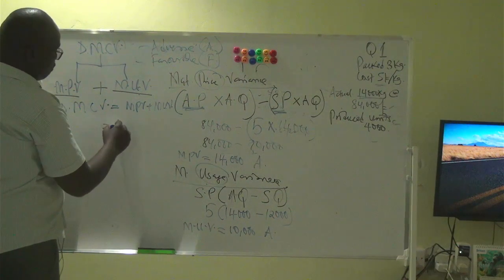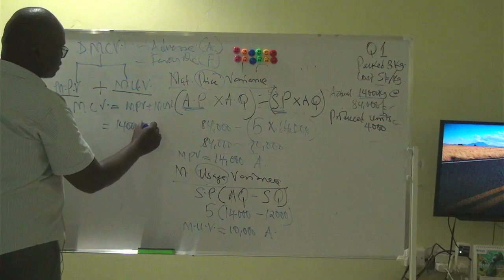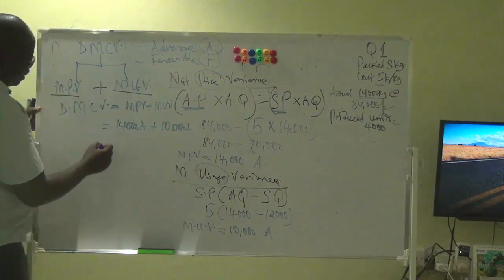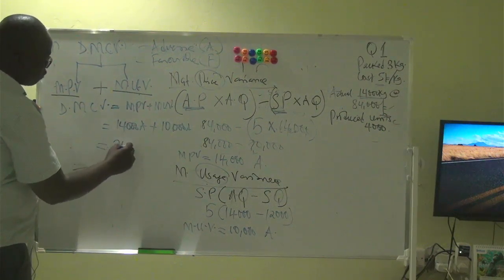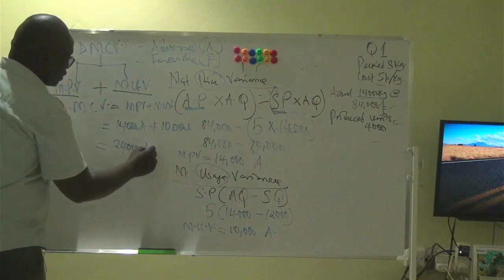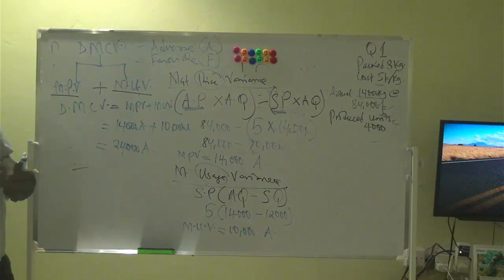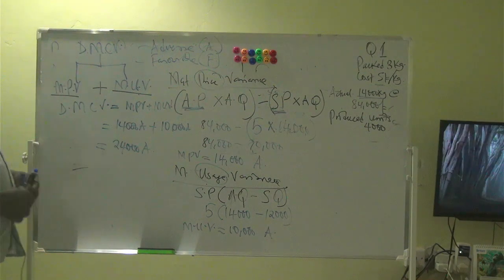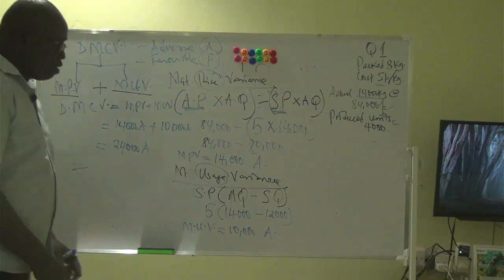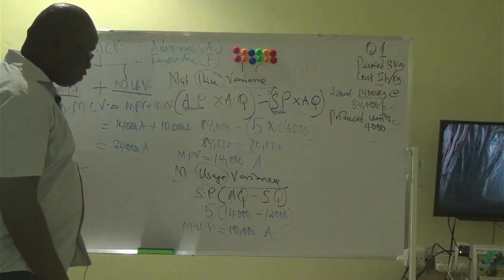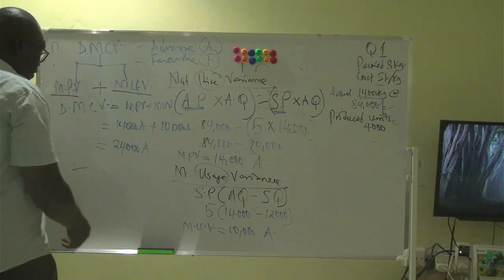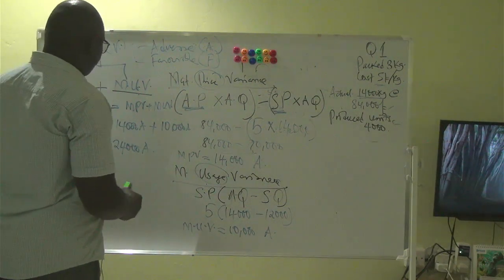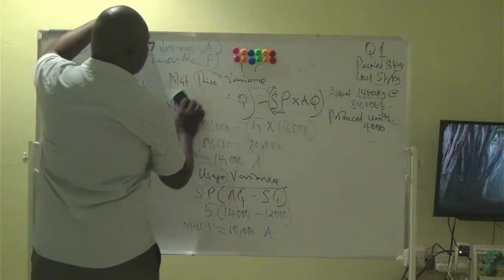So this will be a 14,000 adverse plus a 10,000 adverse, and then this would give us a 24,000 adverse. So we have a 14,000 adverse plus 10,000 adverse, that gives us a 24,000 adverse. For purposes of illustration of how the adverse works and how the favorable works, let me do a small illustration.